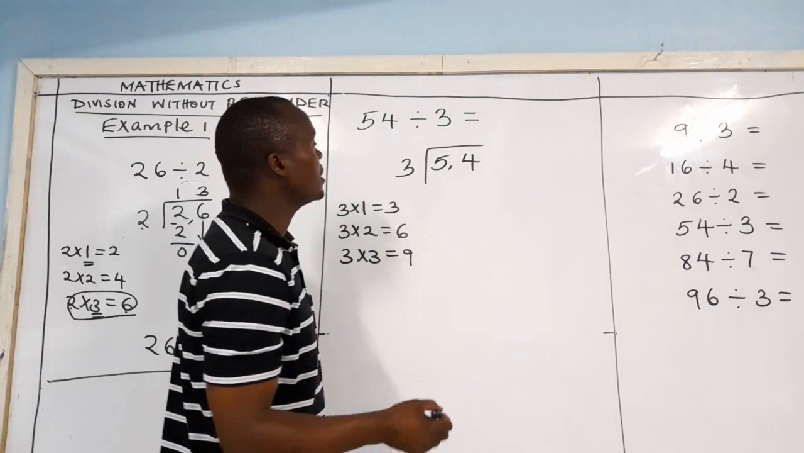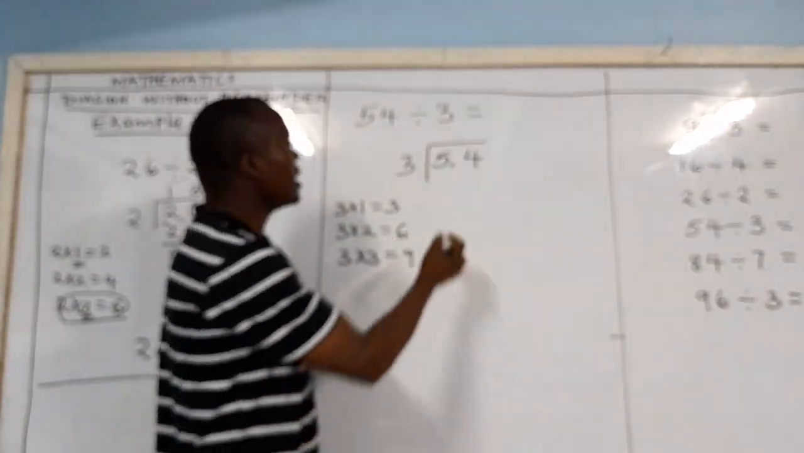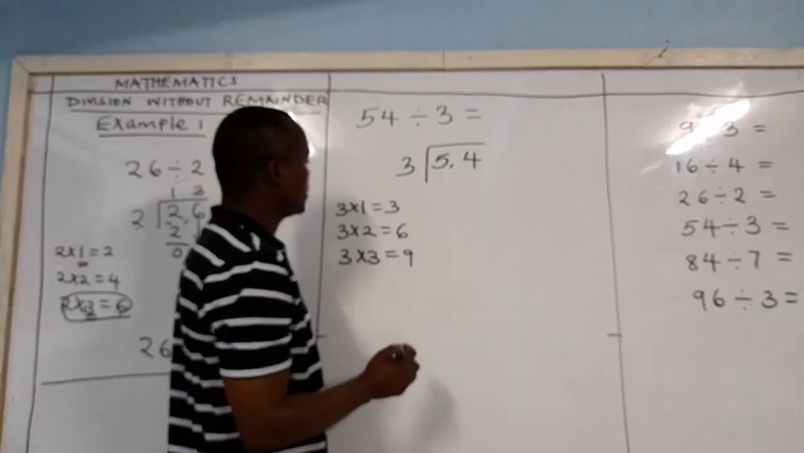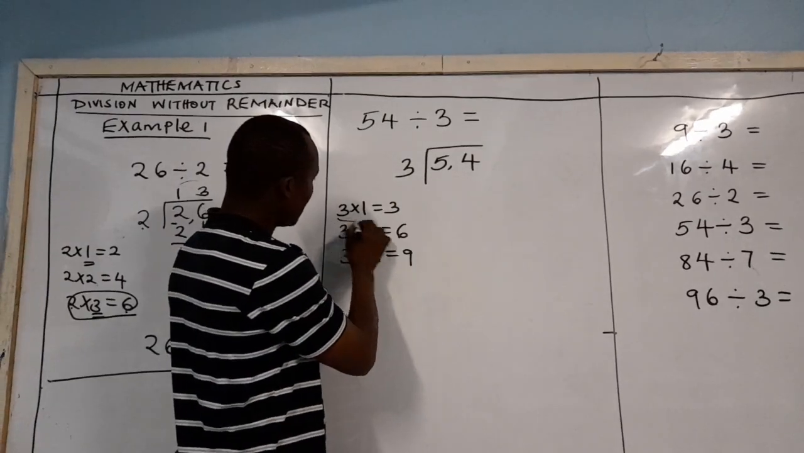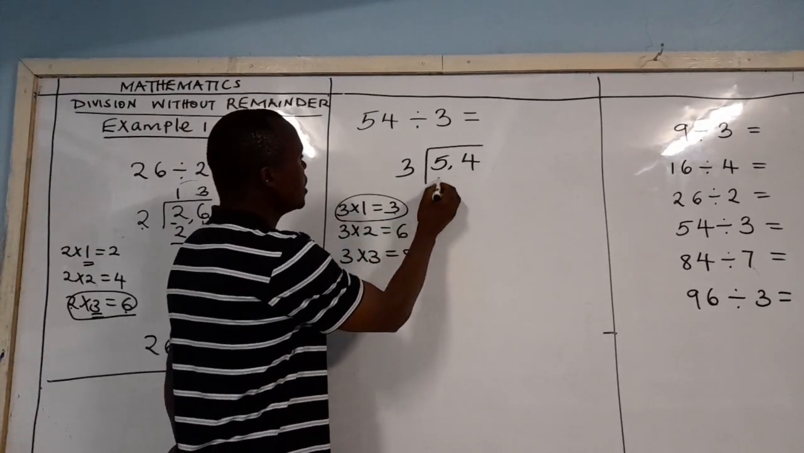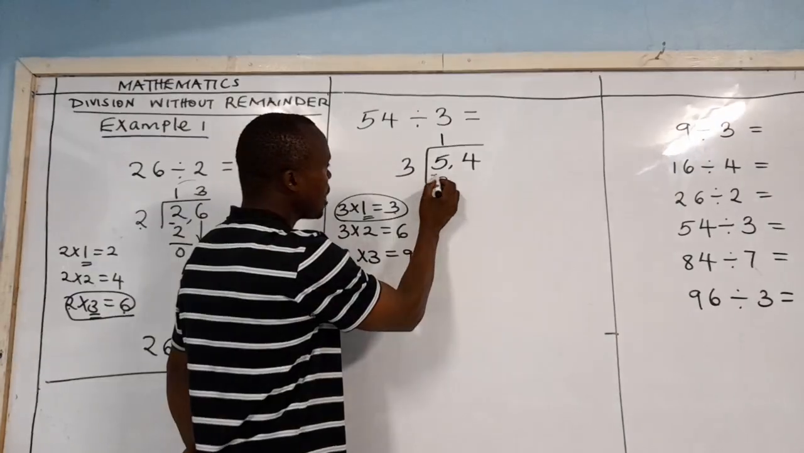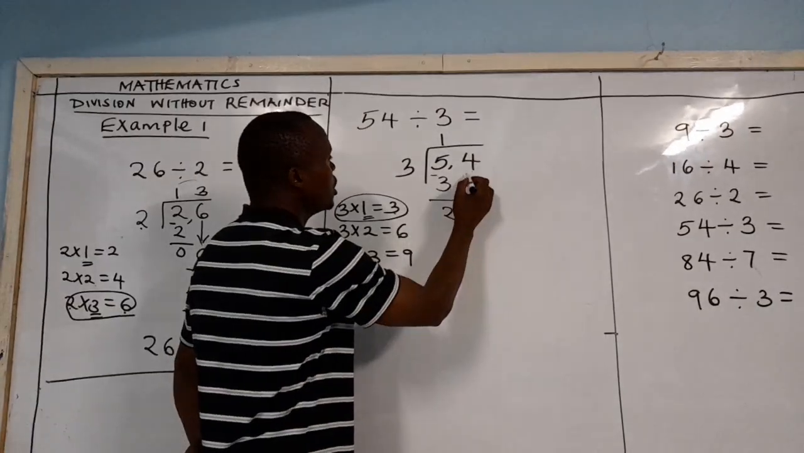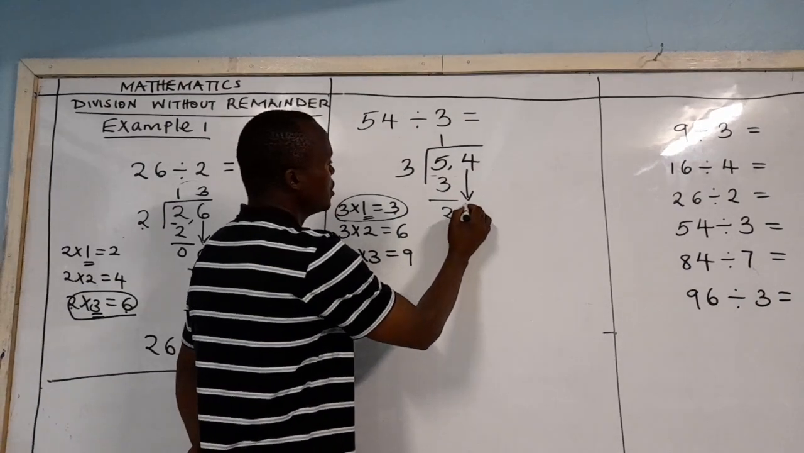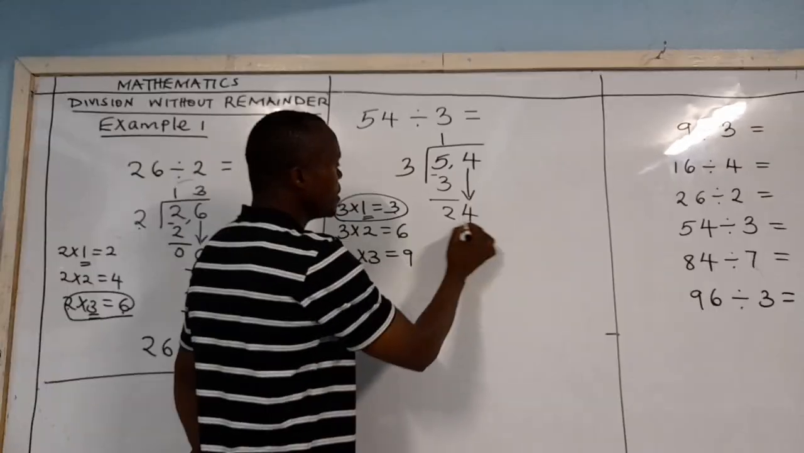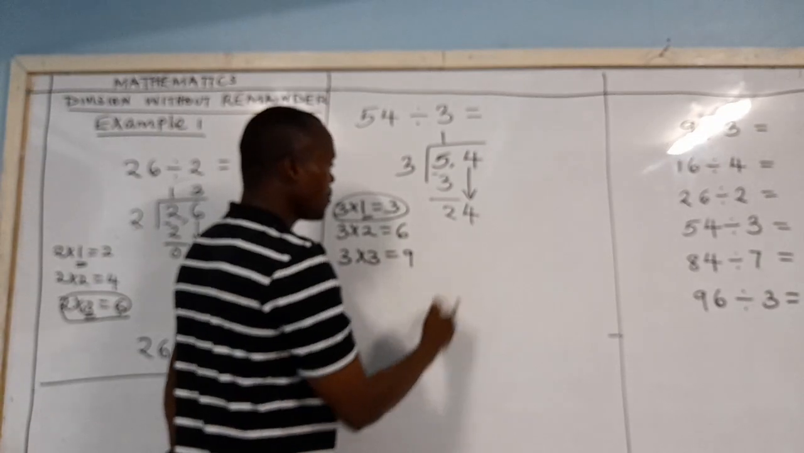Here, we should take a number which is less than the 5, and it is here. So we'll take the 3, we write it here. The 1, we write it at the top. Then take away this one, we get 2. Drop this down 4, and you are now forming a new number here, which is 24.